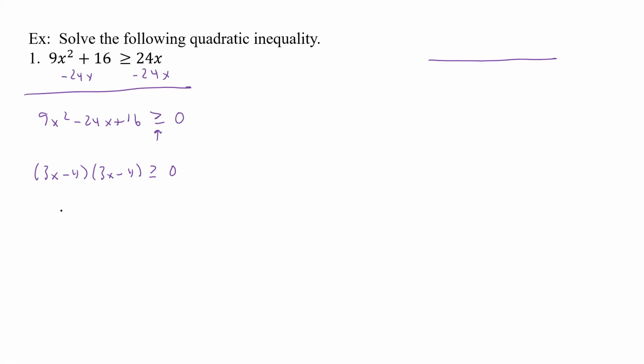Now we set each of those equal to 0. They're going to be the same thing. So x is equal to 4/3. That's only going to be one point we have. Now we're going to pick some point over here to the left. It's a test. That's our 0. Some point over here. That's a test.